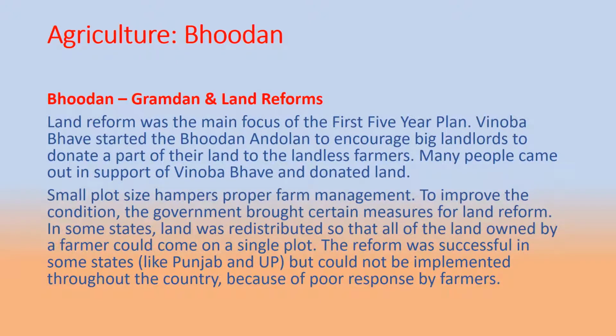In some states, land was redistributed so that all of the land owned by a farmer could come on a single plot. The reform was successful in some states, like Punjab and UP, but could not be implemented throughout the country, because of poor response by farmers.